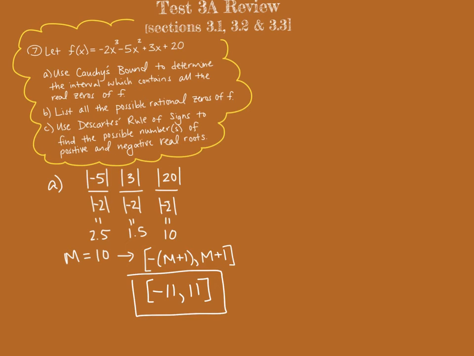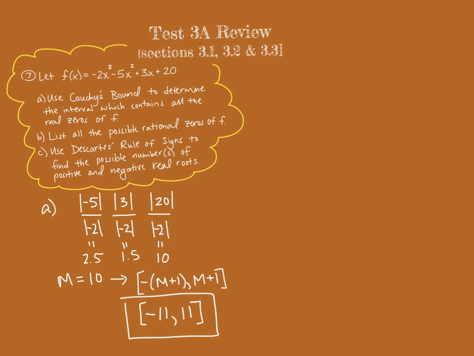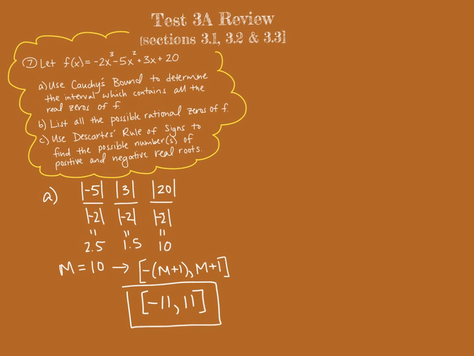All right, for part B, we have to use our rational zeros theorem. And in order to do the rational zeros theorem, we have to list our p's and our q's. Our p-values are all of the factors of the constant. So our constant here is 20. We want to list all of our factors of 20, and we need to put a plus or minus in front of all of them.